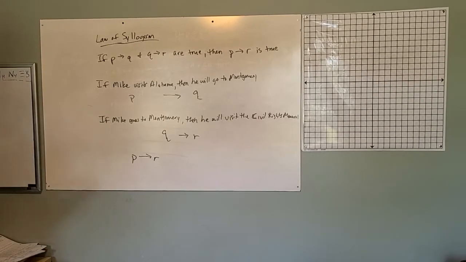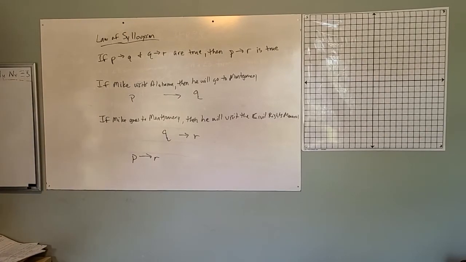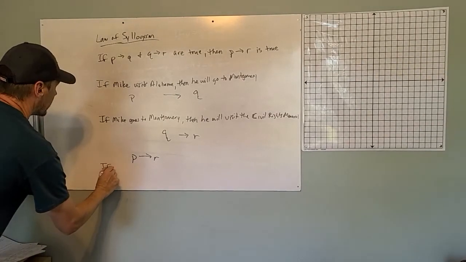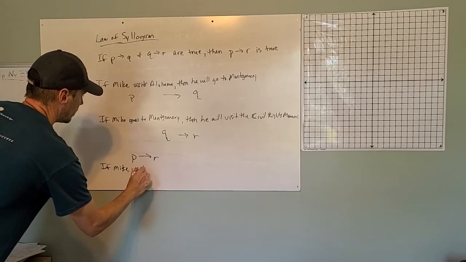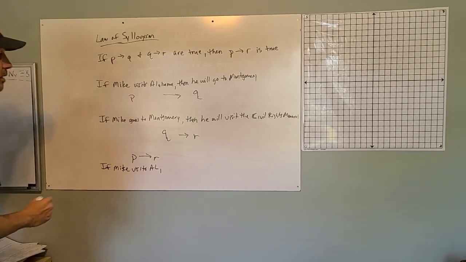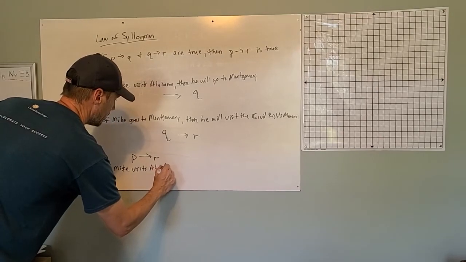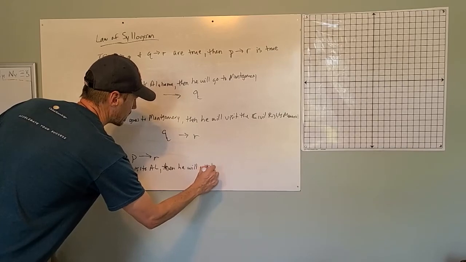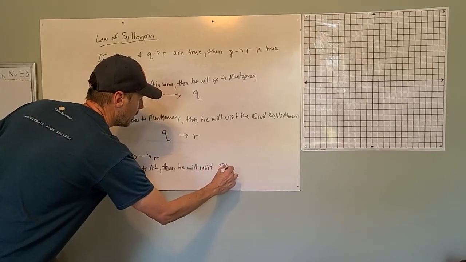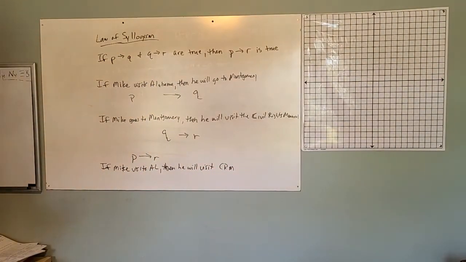So if I told you to use the law of syllogism to write the final statement here, you would say, if Mike visits AL, he will visit, and I'm just going to abbreviate that, CRM. There we go. Civil Rights Memorial. Okay? Clear? Clear as mud?